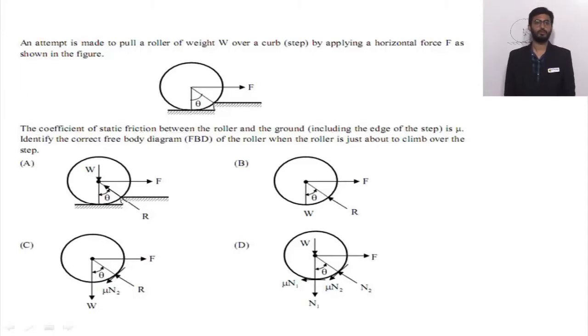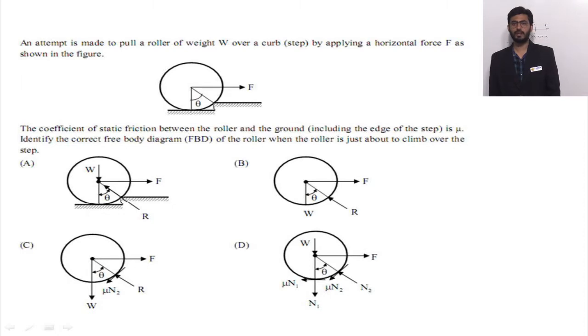This question belongs to the topic engineering mechanics from the subtopic free body diagrams. An attempt is made to pull a roller of weight W over a curb step by applying a horizontal force F as shown in figure. The coefficient of friction between the roller and the ground, including the edge of the step, is mu. Identify the correct free body diagram of the roller when the roller is just about to climb over the step.